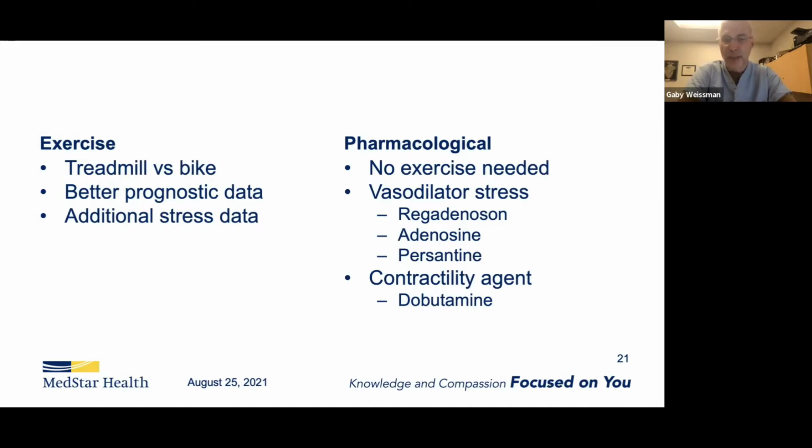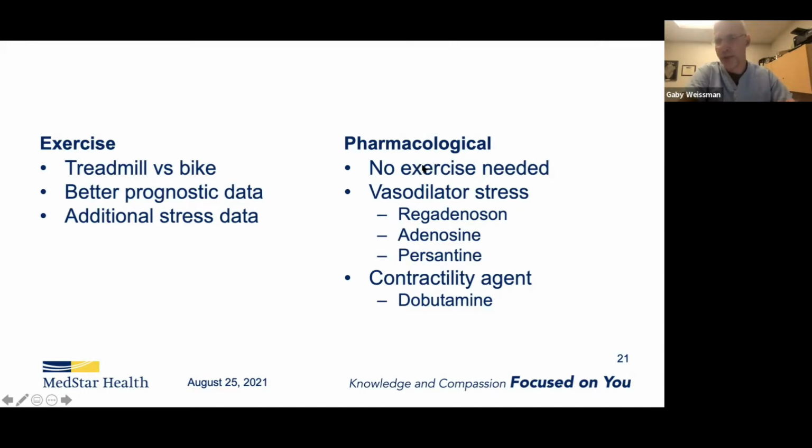Advantages to that are you get great prognostic data and you get additional stress data. You're not only getting the imaging data, you also get information about their exercise capacity, about whether they have EKG changes, about whether they have chest pain with exertion. So a lot of good information, and if your patient can exercise, getting a nuclear stress test with exercise is preferred. If your patient cannot exercise, bad knees, bad lungs, etc., then we move on to a pharmacological stress test.